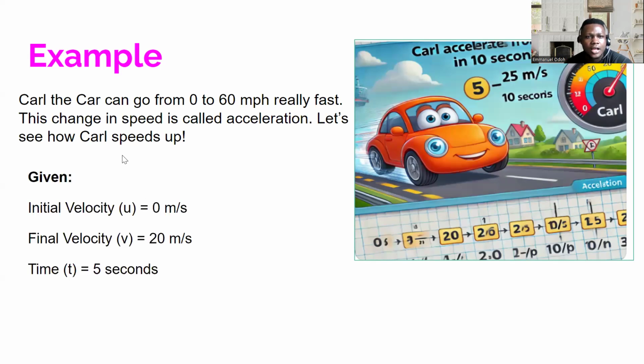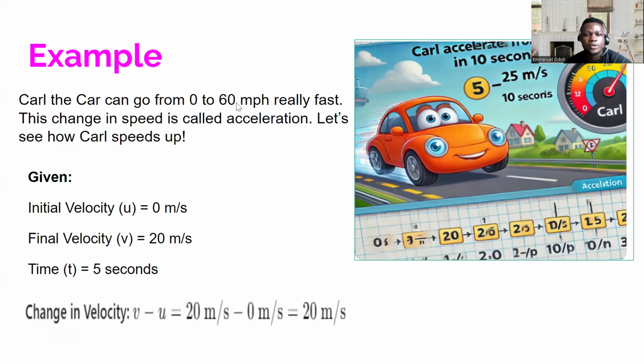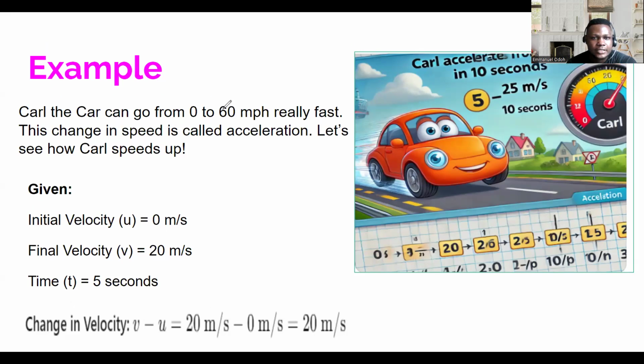Let's calculate for our car. Find the initial velocity, which is 0 meters per second or miles per hour. It was given in miles per hour, so I'm correcting this quickly. So this is 20 meters per second.